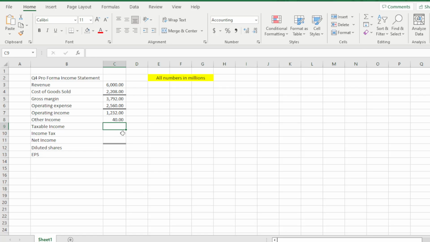So what is our taxable income? Our taxable income is just the sum of these two items. So it's the operating income plus other income. So this is what we're going to be taxed on.